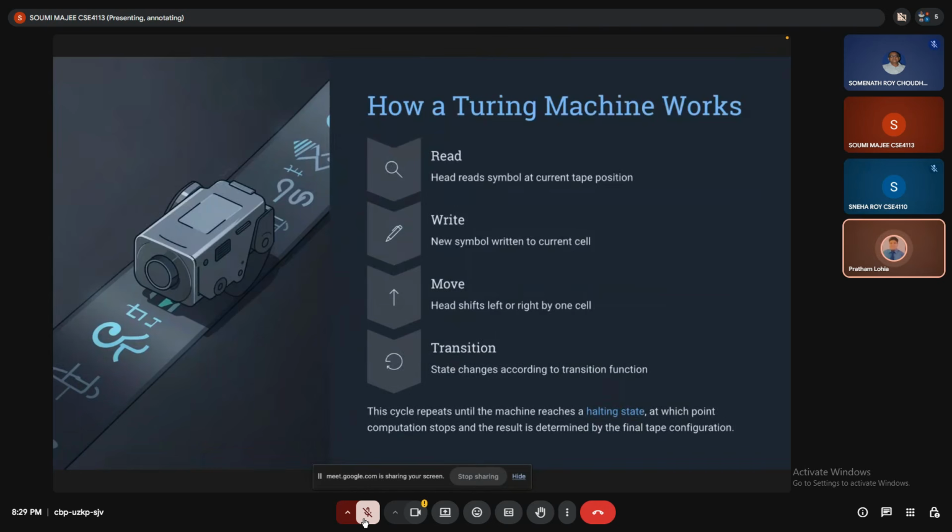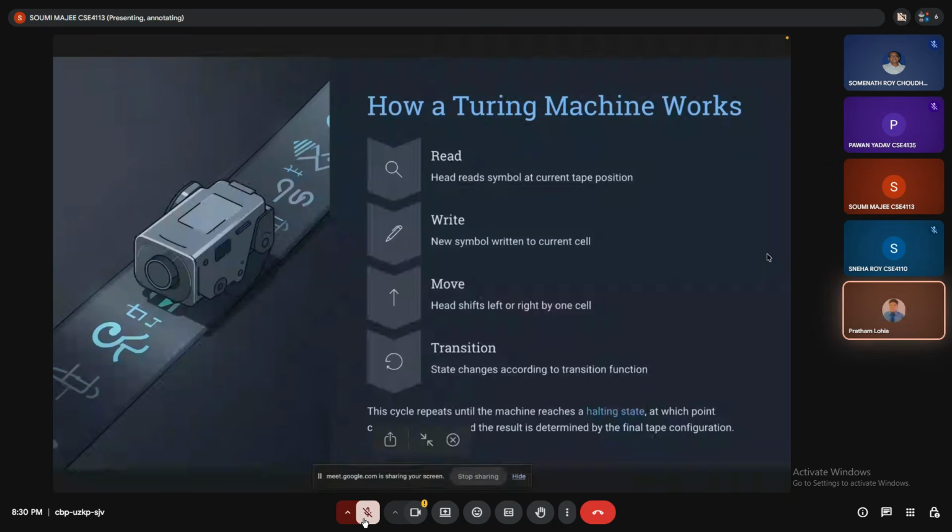This is how a Turing machine works. First, it reads: the head reads the symbol at the current tape position. Then it writes: a new symbol is written to the current cell. Then it moves: the head shifts left or right by one cell. Then transition: as per the previous slide, we know how helpful the transition function is to us. The state changes according to the transition function. This cycle repeats until the machine reaches a halting state, at which computation stops and the result is determined by the final tape configuration. Change the slide.